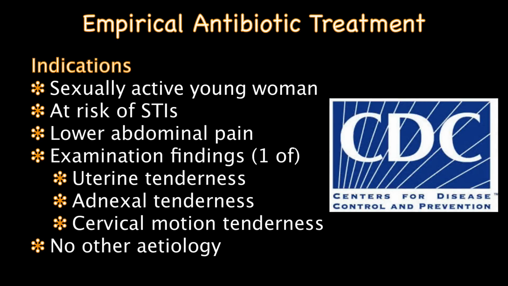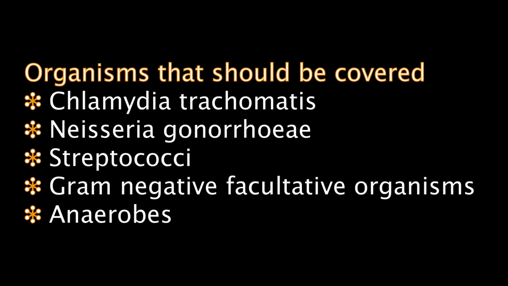Empirical antibiotic treatment is also recommended for sexually active young women with otherwise unexplained lower abdominal pain and uterine or adnexal tenderness and cervical motion tenderness, according to guidelines from the Centers for Disease Control and Prevention, that is CDC Atlanta. Organisms that should be covered by empirical treatment of pelvic inflammatory disease are Chlamydia trachomatis, Neisseria gonorrhoeae, gram-negative facultative organisms, anaerobes, and streptococci.